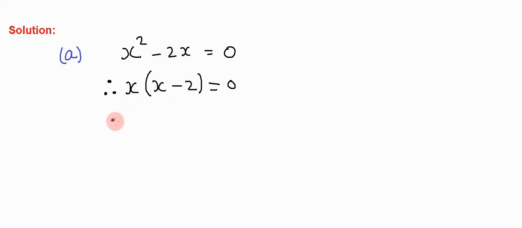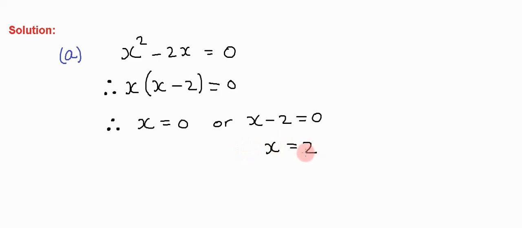Now we simply use the zero product rule. So x will be 0, or x minus 2 is equal to 0. And here we can solve for x. So x is equal to 2. In this case, the answer is x is 0 or x is 2. Let's look at b.